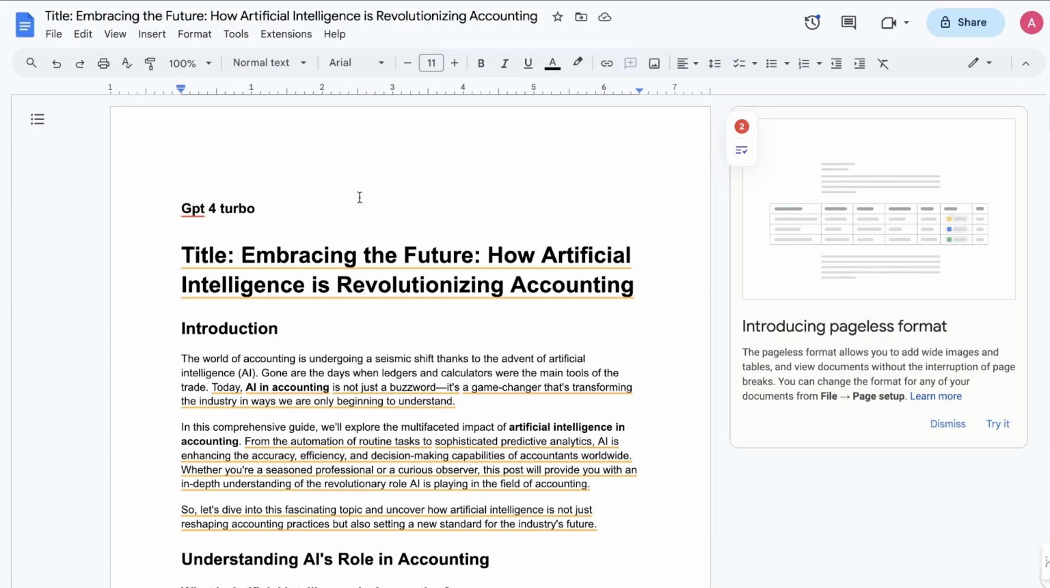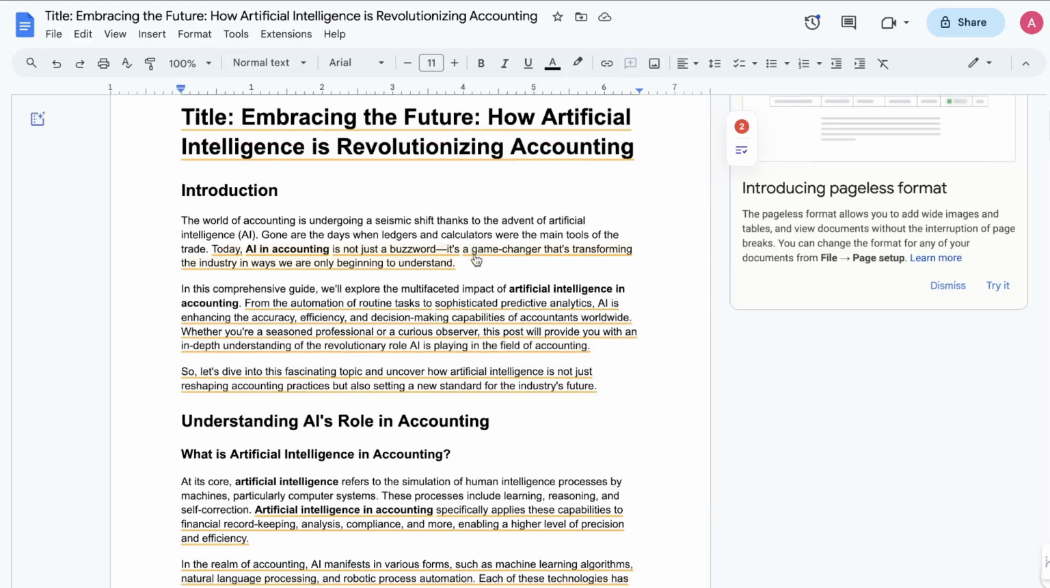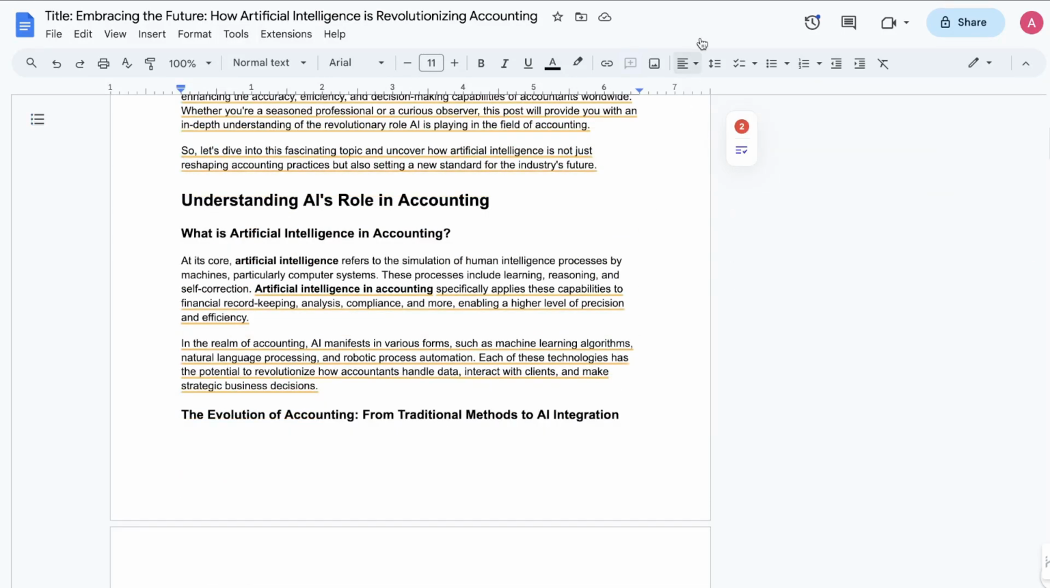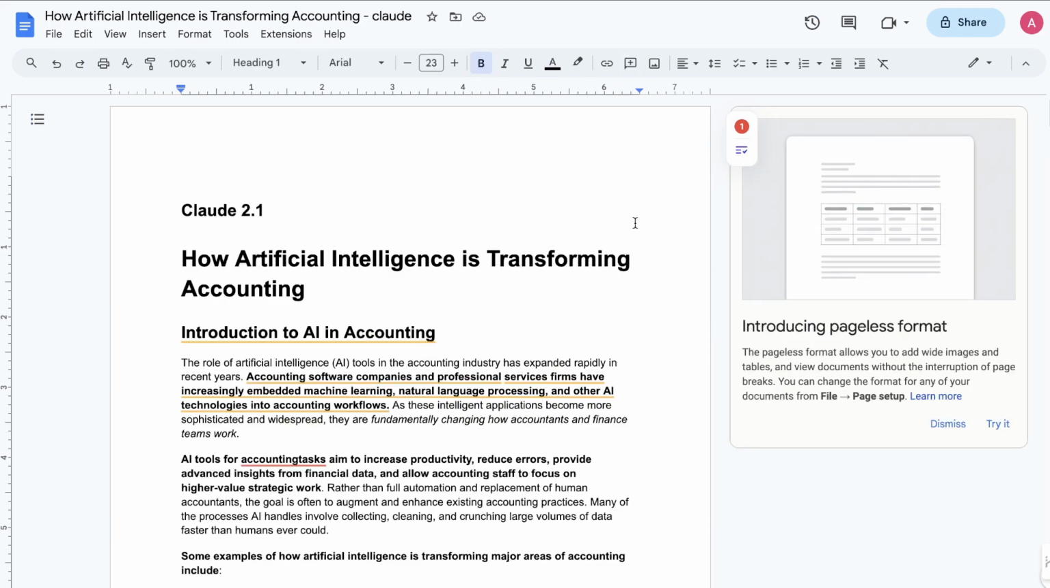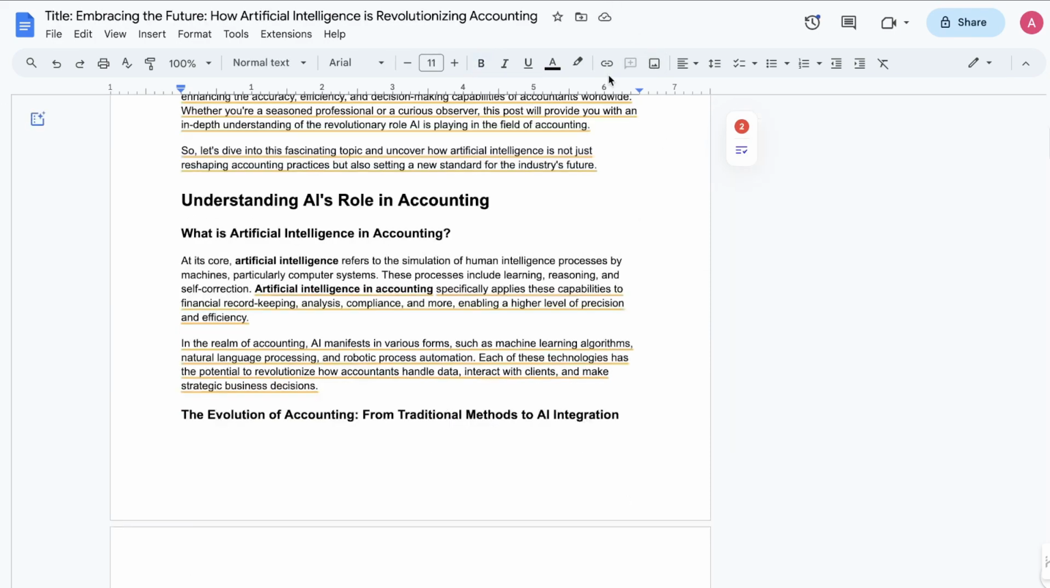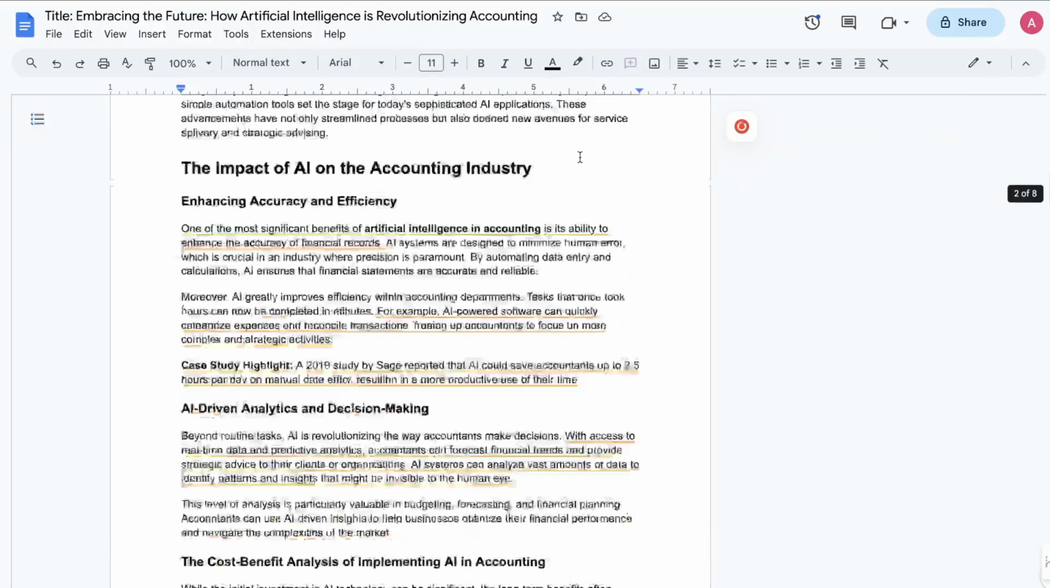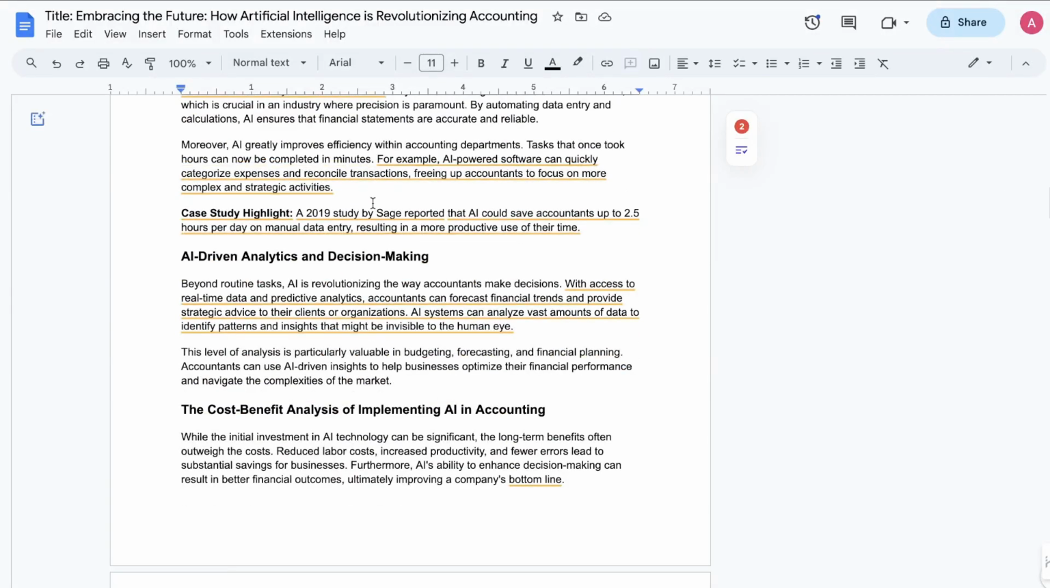Now, in terms of output quality, this is definitely going to be subjective. I've gone ahead and read through both of these articles, and there's things that I like from GPT-4 and there's things that I like from Claude 2.1. But overall, I am leaning towards GPT-4, and that's because it actually is able to include case studies.